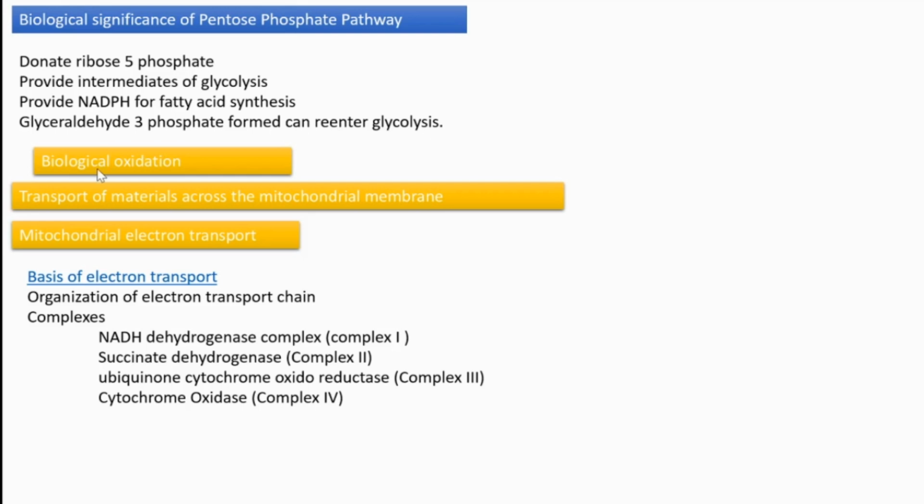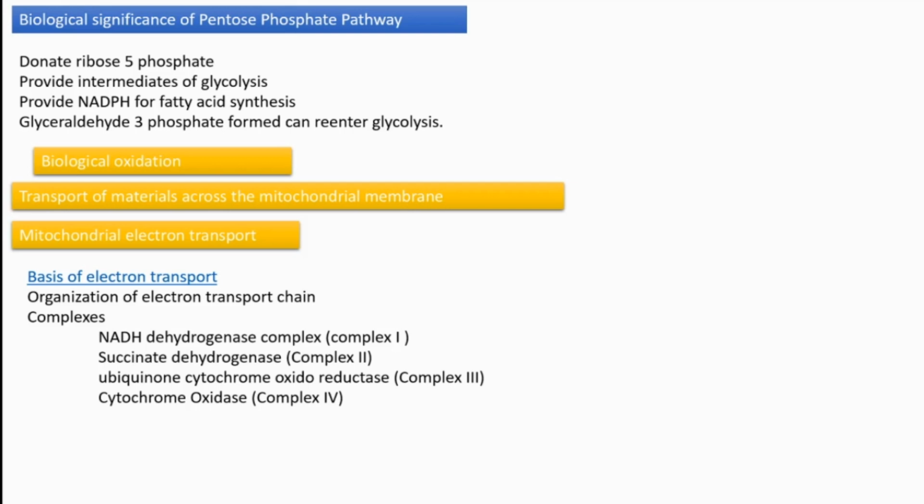Next, we are going to see the last phase of carbohydrate metabolism. It's biological oxidation. Now, listen to that term itself. Oxidation reactions that occur in living cells are called biological oxidation. Most probably, it happens in mitochondria, and it occurs in a step-by-step manner.